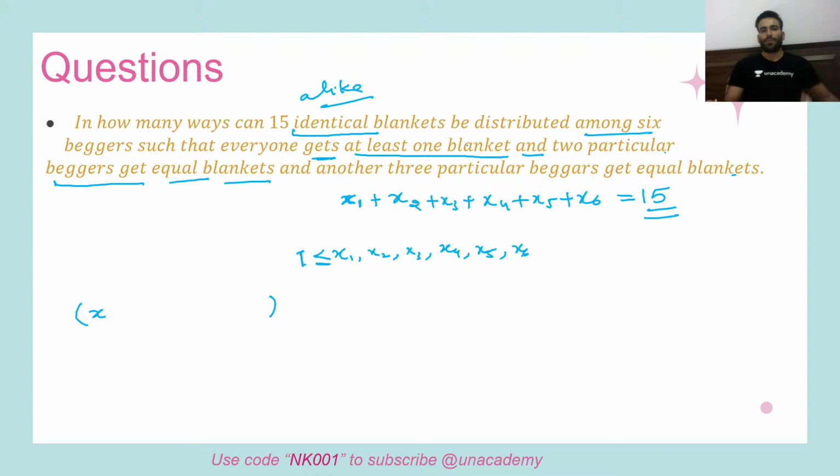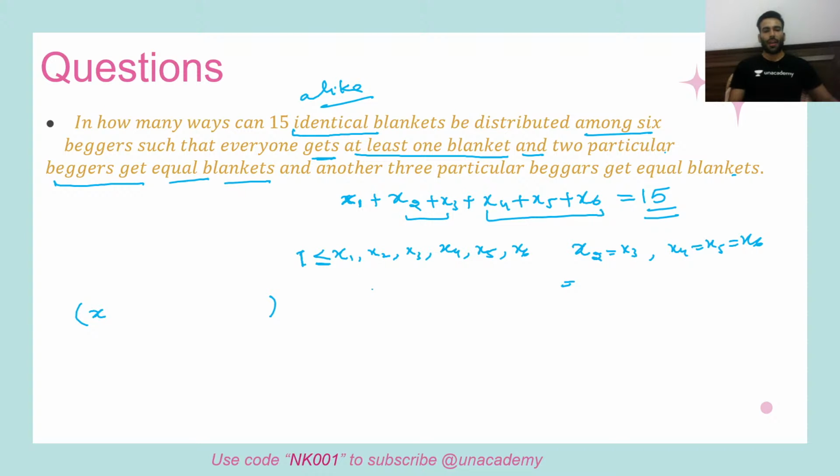Okay. Now let's read the other constraint. The other constraint says 2 particular beggars get equal blankets, and another 3 particular beggars get equal blankets. So 2 get equal, then the remaining 3 get equal, and 2 particular beggars get equal blankets. So if you just see the question, what they have indirectly said to us is that x2 is equal to x3, x4 is equal to x5 equal to x6. This is what they have said.